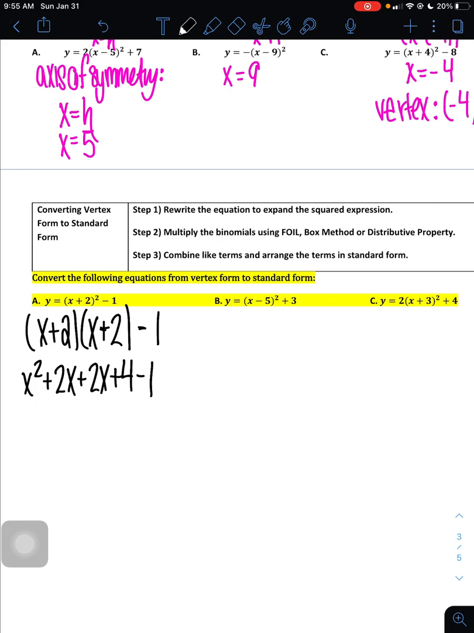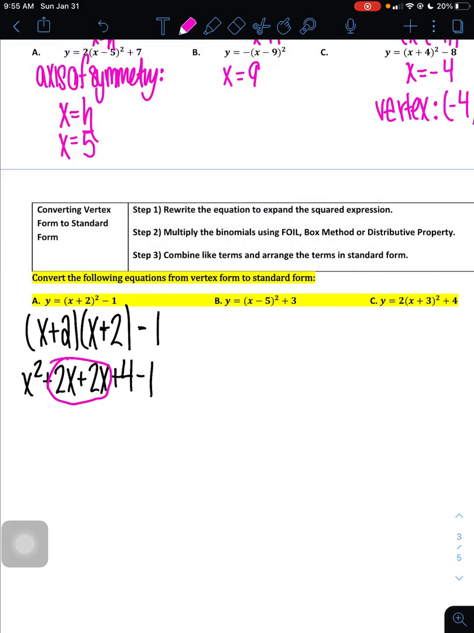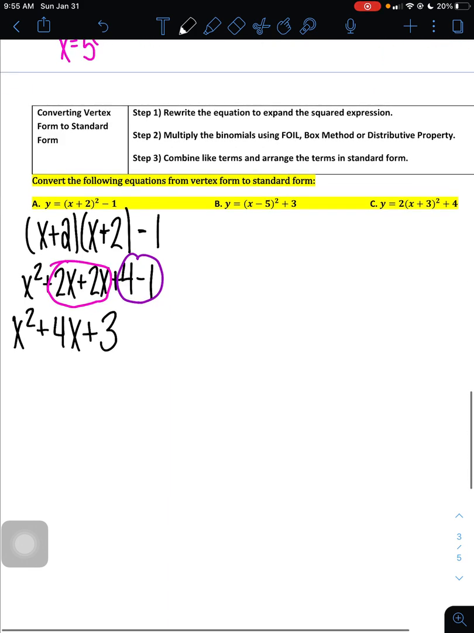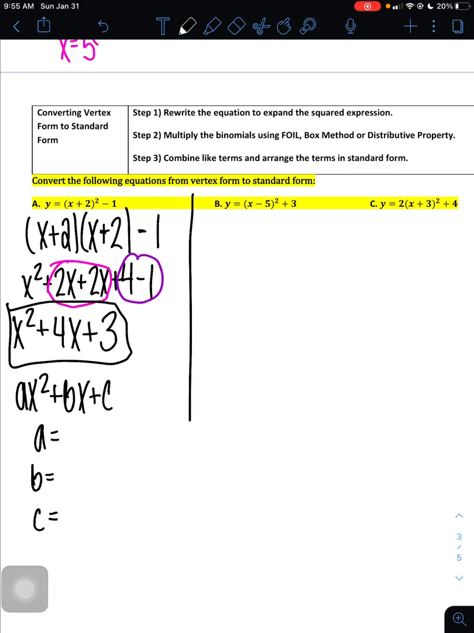Now, we're going to combine those like terms, which you guys already know how to do from unit 1. So I know that these two go together, this plus 2x and this plus 2x, because they're both x terms. And I'm also going to combine this 4 with this minus 1, because those are both just regular integers. Once I do that, I get x squared plus 4x plus 3. And y'all, this is standard form. I see my ax squared, I see my bx, and I see my c. So as an extension, I'm going to have you guys figure out what's the a, what's the b, what's the c. I know you guys are probably tired of doing that, but practice definitely makes perfect.